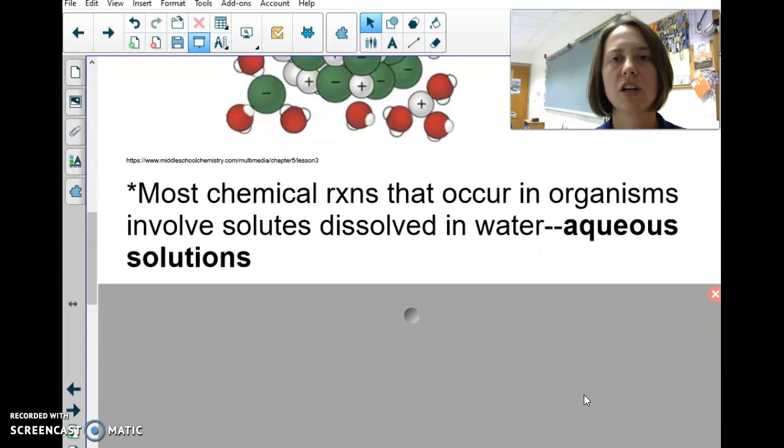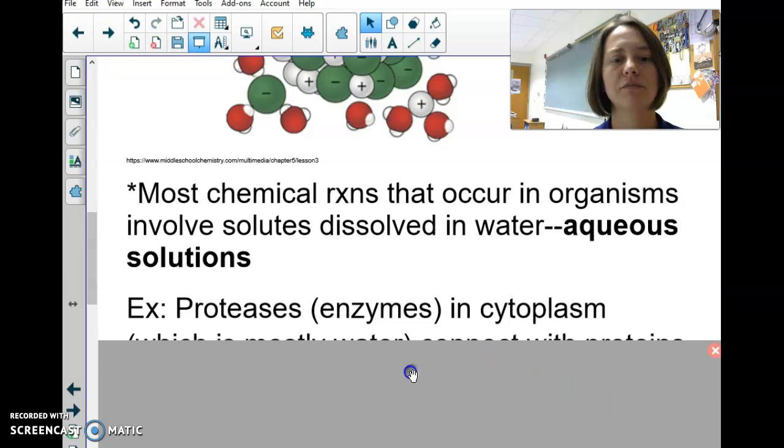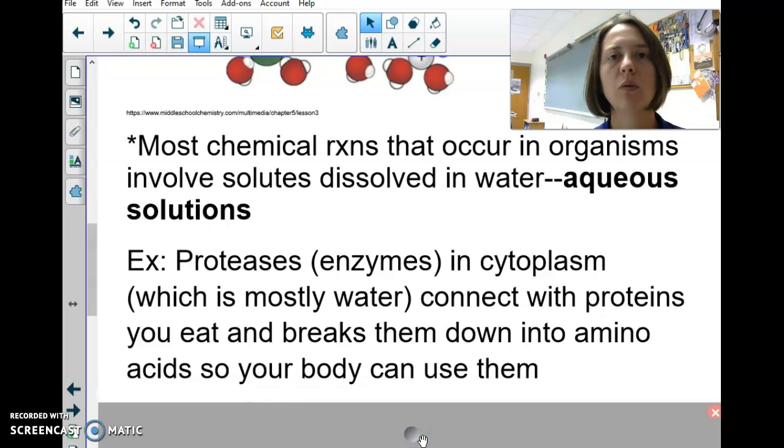Most chemical reactions that occur in organisms involve solutes dissolved in water. The term for something dissolved in water is an aqueous solution. That term will come up again, aqueous solution. Let's do an example. Proteases are a type of enzyme and they are found in the cytoplasm of cells. If you remember, that's all the liquid part of the cell. Cytoplasm is mostly water, so we know that proteases are found in water. The proteases connect with proteins, any protein that you eat, and break them down into amino acids that your body can then use to make anything it needs.